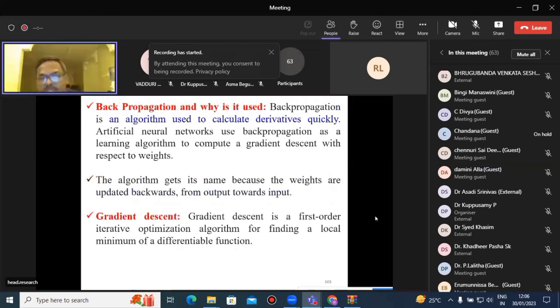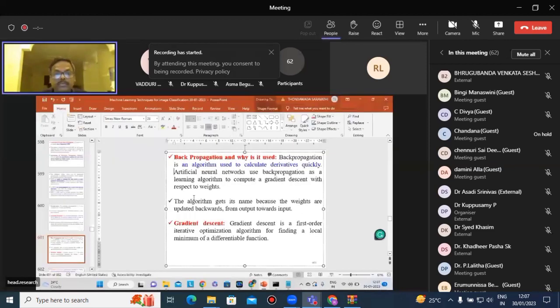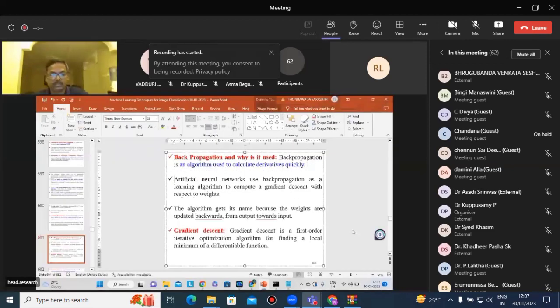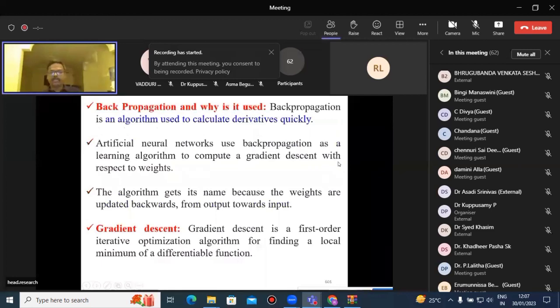Backpropagation is an algorithm used to calculate derivatives quickly. An ANN uses it as a learning algorithm to compute the gradient descent with respect to the weights. The algorithm gets its name because the weights are updated backward, from the output.